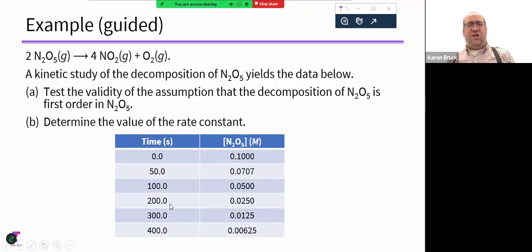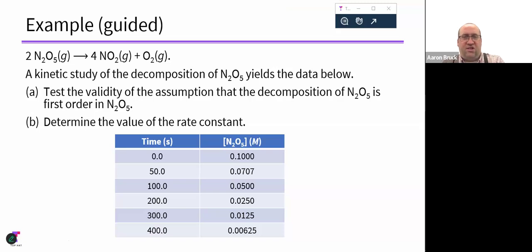Let's skip this for a second. Let's go into the guided example, because I think you'll connect the dots a little bit better once you see what it is that we have to do. So here we are studying the kinetics of the decomposition of dinitrogen pentoxide. Now, there is a claim that the decomposition here is first order. We are to test the validity of that claim and also determine the value of the rate constant itself.